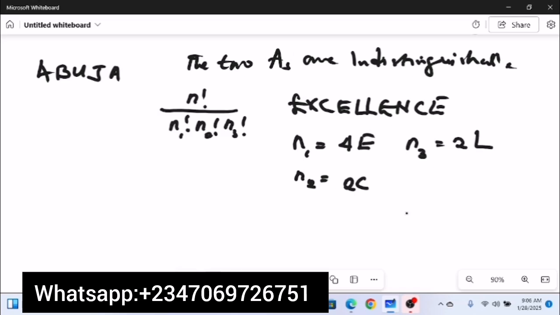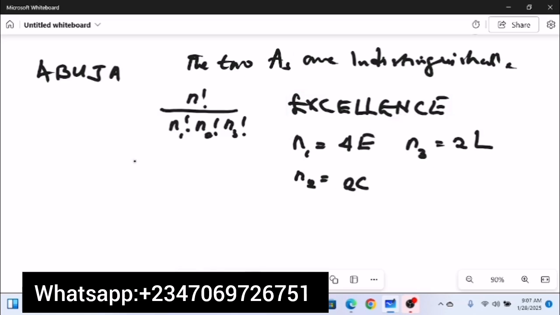So if you're asked to find the permutation of the word excellence, the first thing you do is count the total number of letters that makes up the word excellence. Then you pick out the letters that are repeated or indistinguishable. So we have 4E, which are indistinguishable, 2L, also indistinguishable, and 2C, also indistinguishable. Then the total number of letters in excellence is 1, 2, 3, 4, 5, 6, 7, 8, 9, 10, so excellence is a 10-letter word.